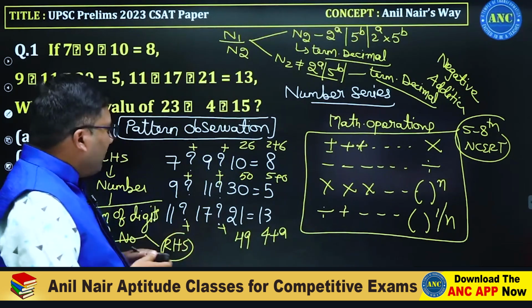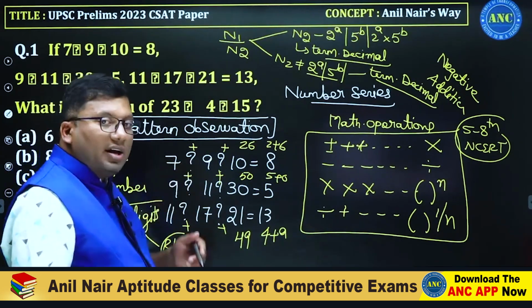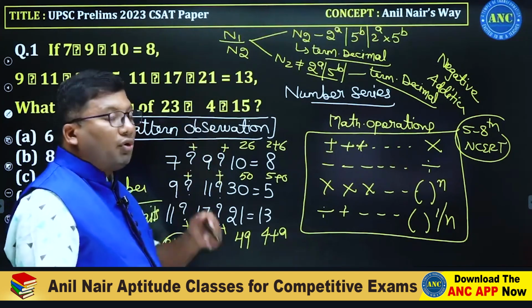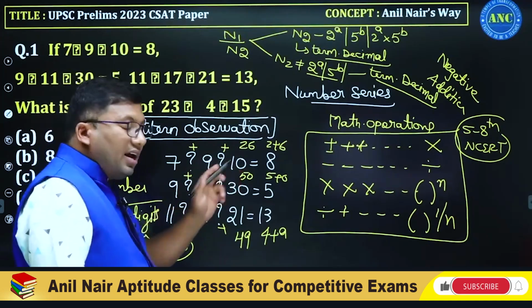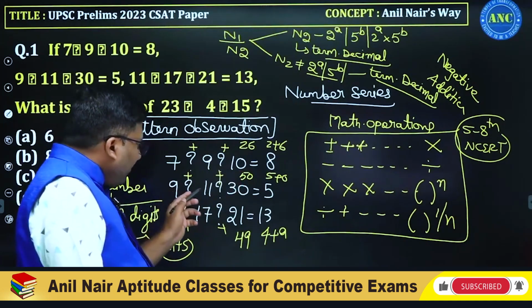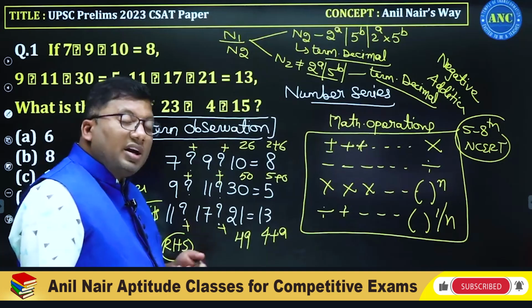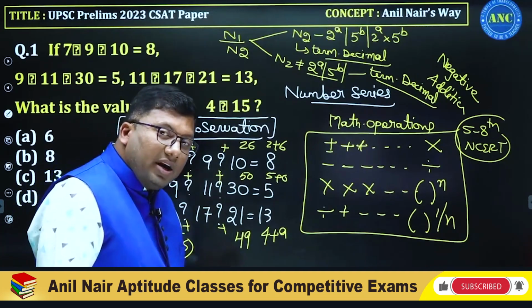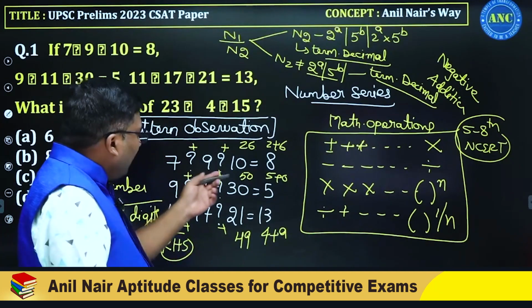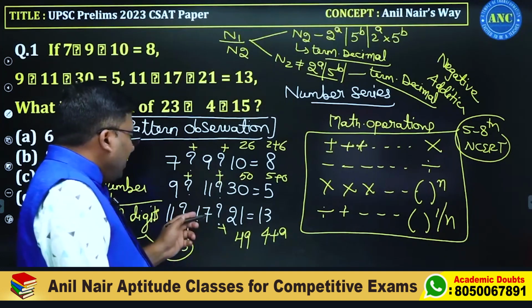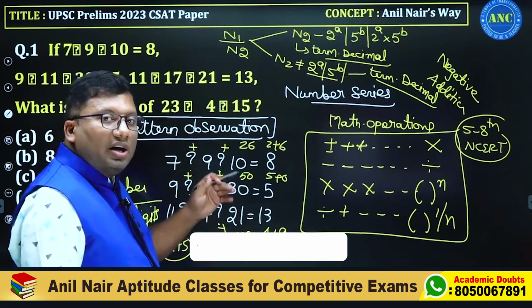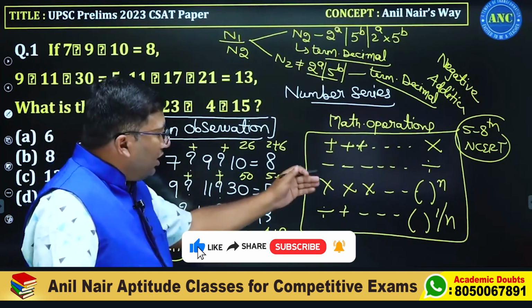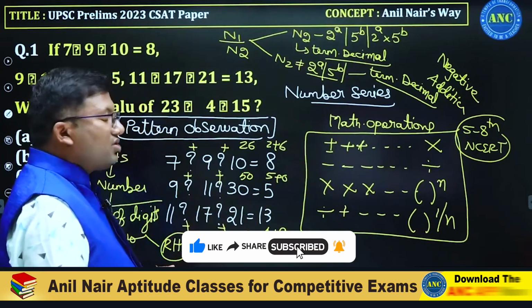Suppose 7 divided by 9. 9 is not a power of 2 or 5, so I will get a recurring decimal, but the right hand side is a natural number. 9 divided by 11: 11 cannot be written as a power of 2 or 5, so I will get a recurring decimal. 17, 21, I will get recurring. Division will not work. So division is out.